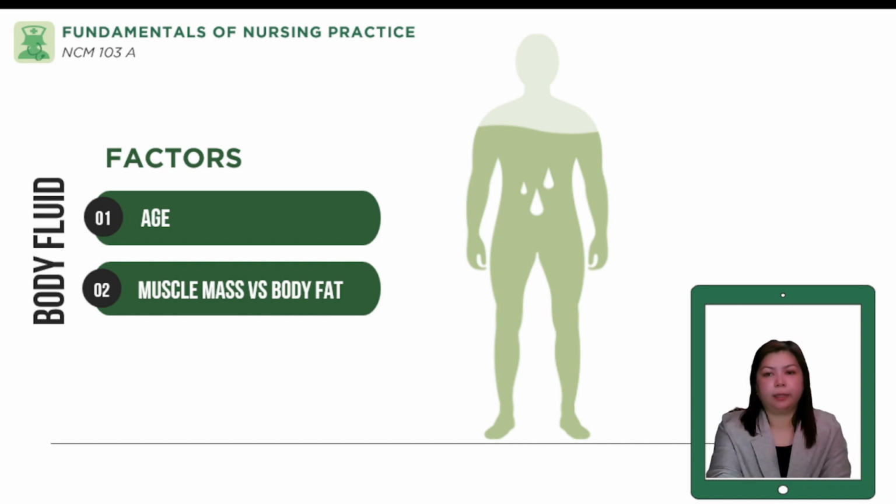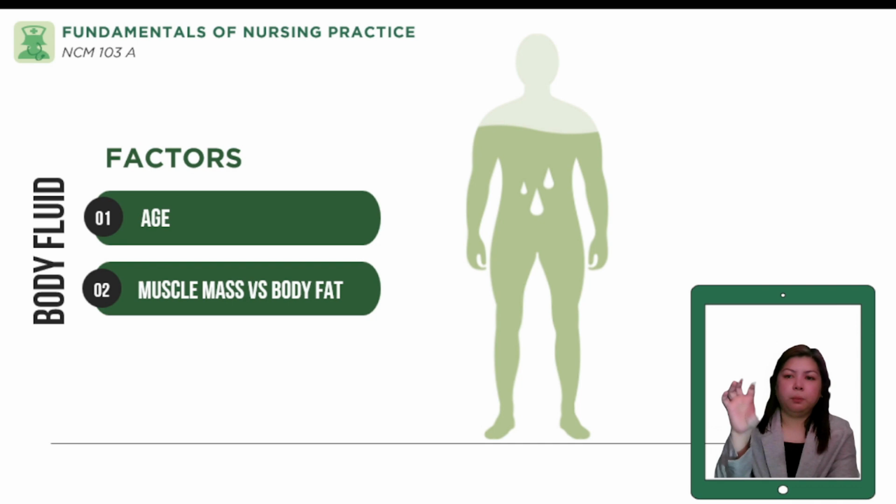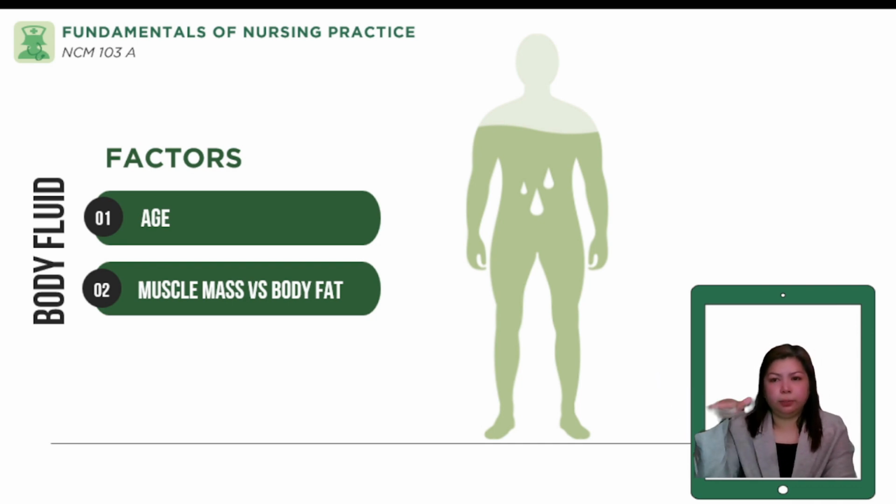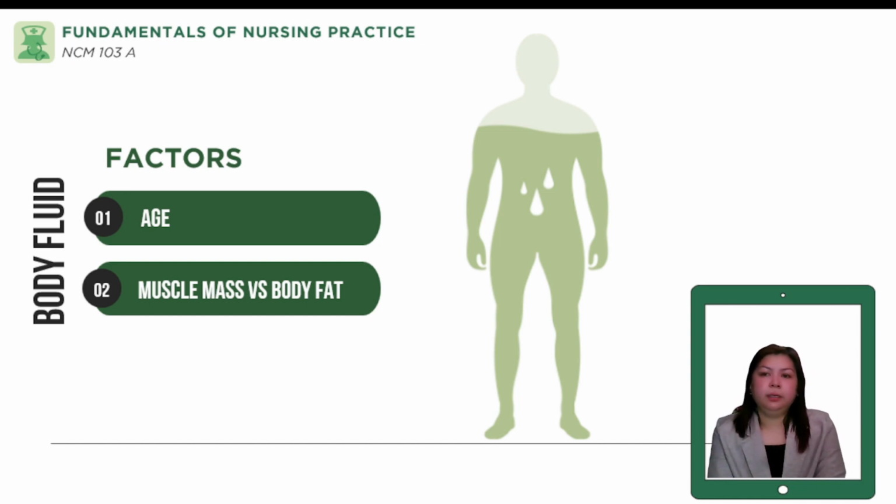Okay? Next factor, as an input from what we have discussed from age, we have muscle mass and body fat. So muscle mass versus body fat. Muscle holds onto water, okay? And obese patients have less fluid than those who are thin because fat itself repels water. Like imagine you have water and then you put on oil, so the oil typically floats on top of the water. A lot of people might think that obese people have more water retention that makes them bloated, but it's actually the opposite.